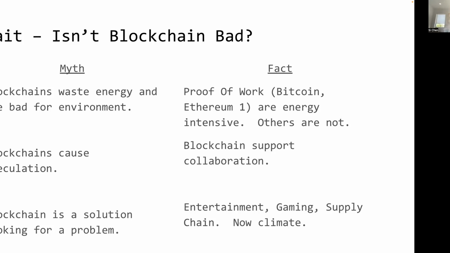People are also concerned blockchains cause speculation from cryptocurrency and NFT trading. But ultimately, blockchain is a technology. It supports technology of collaboration. And those are just use cases of it that maybe you don't like, but they're by no means the only thing you can do with it. And finally, I like this one. Blockchain is a solution looking for a problem. But whoever is still saying that is ignoring that blockchain is fundamentally changing industries, entertainment, gaming, supply chain, trade finance, and we believe climate as well.